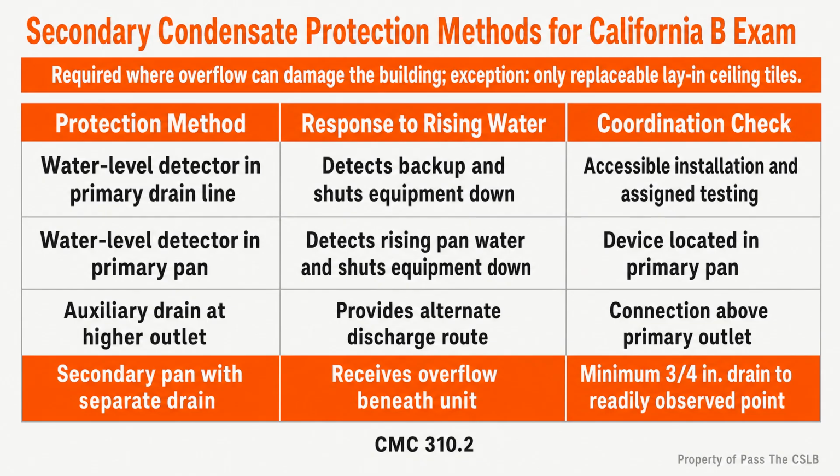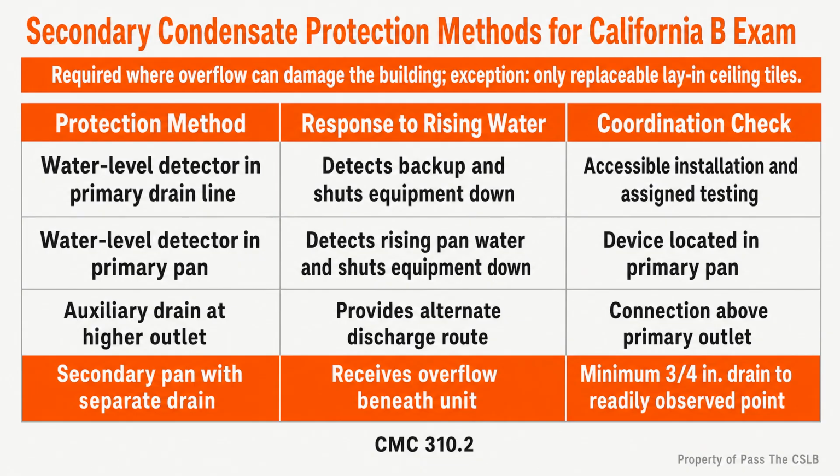If water appears there, the secondary system is telling the occupant that the normal drainage path needs attention. I would rather see a controlled, noticeable drip from a properly located secondary outlet than discover the same water after it has traveled through a ceiling assembly.